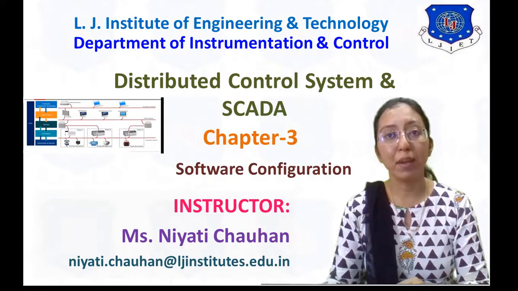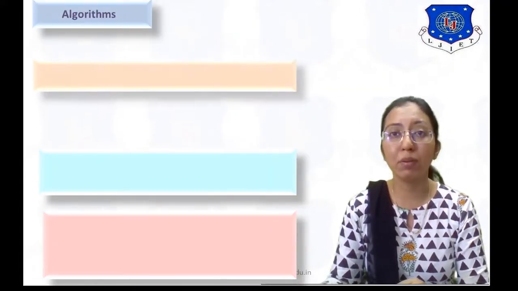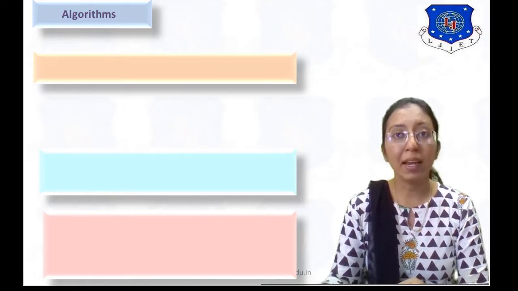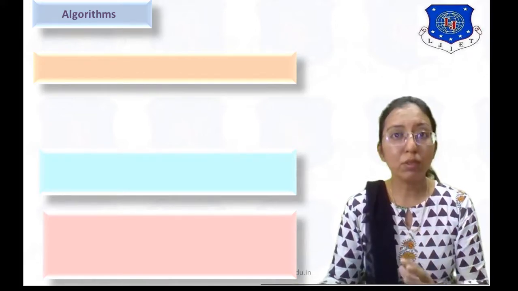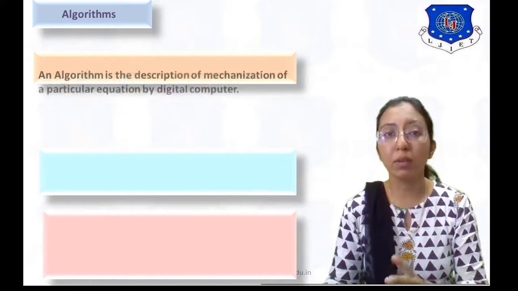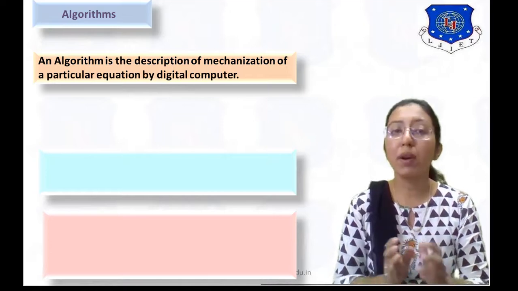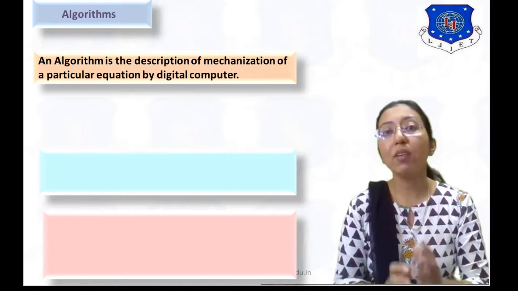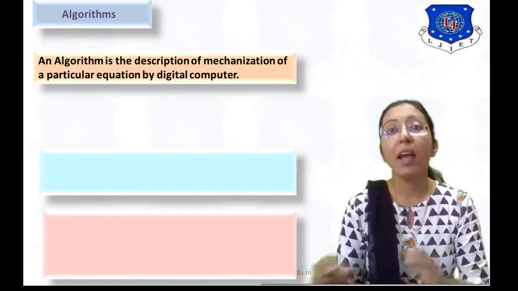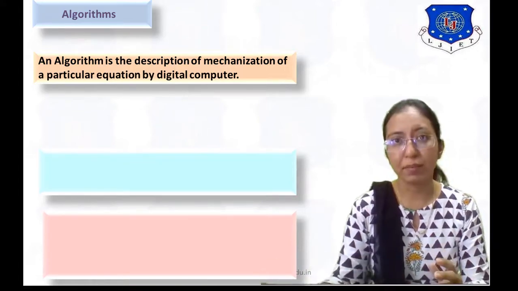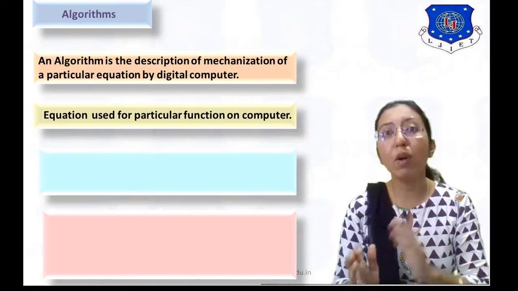Chapter 3, Software Configuration. In the last lecture I discussed the position algorithm, and in today's session I discuss the velocity algorithm. First you have to know what an algorithm is. An algorithm is a description of the mechanism of a particular equation by a digital computer, right? Here we are using the algorithm for programming, and it is also used for software, and the equation is used for a particular function on the computer.